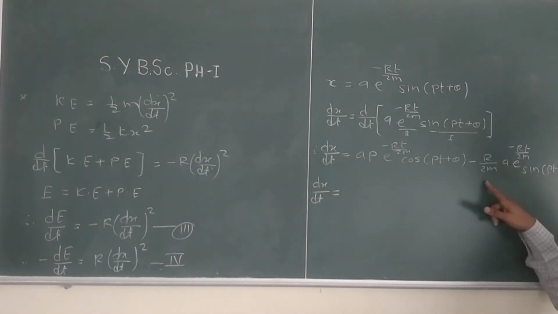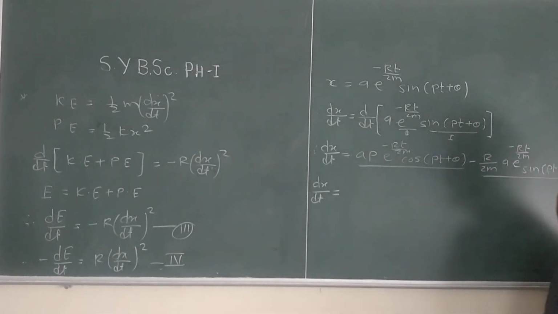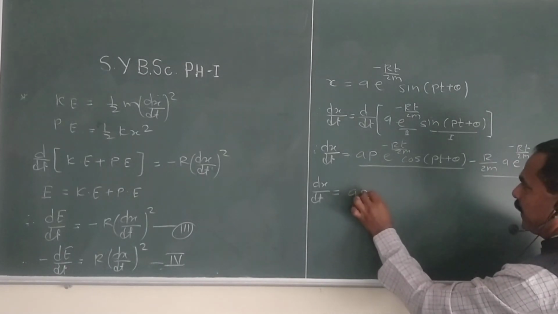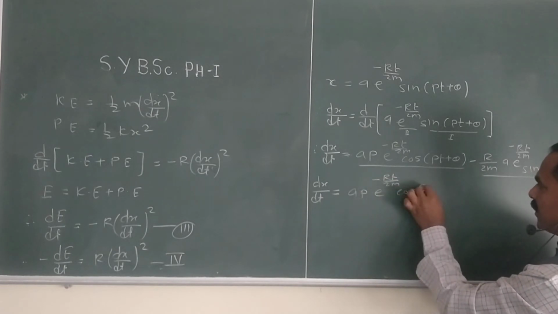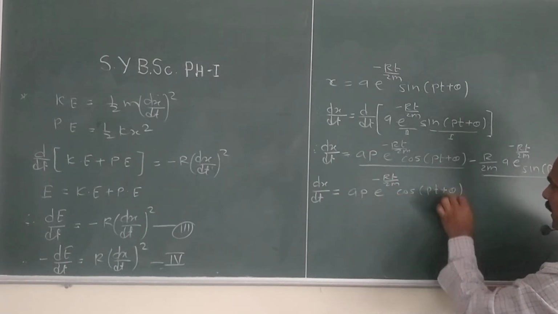Now here we consider that r upon twice m is very small. That means the damping effect is considered very small, so this second term can be neglected. When we neglect this term by considering r upon twice m very small, the remaining term is only this. Therefore, dx by dt equals ap e raised to minus rt upon twice m cos of (pt plus theta).